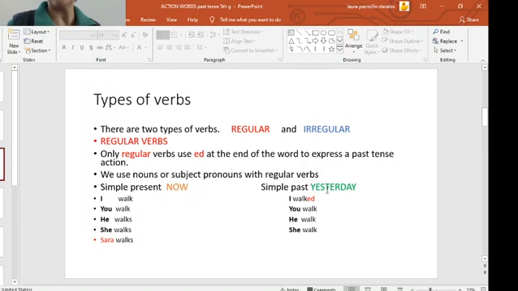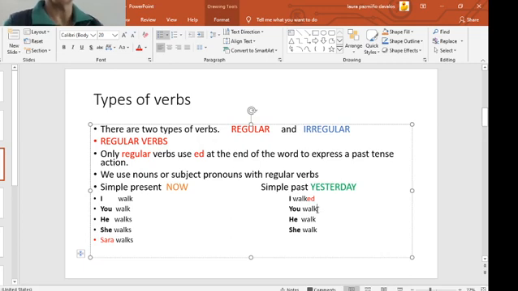Miren, tengo una palabra que nos da ya la idea que estoy hablando del pasado. This is a word that talks about the past. So, what do I have to do? ¿Cuál es la regla? Only regular verbs use ed at the end of the word. So, what do we need to do? I walked. ¿Qué aumentamos? You walked. Ya lo transformamos ahorita al pasado. Miren, facilito, ¿no? ¿Qué hicieron?